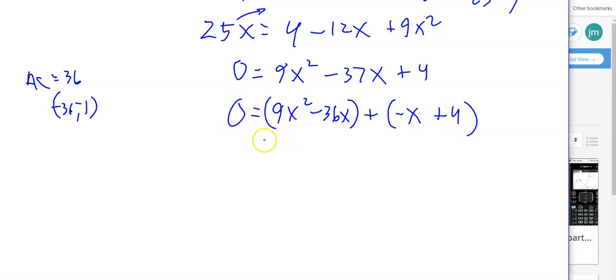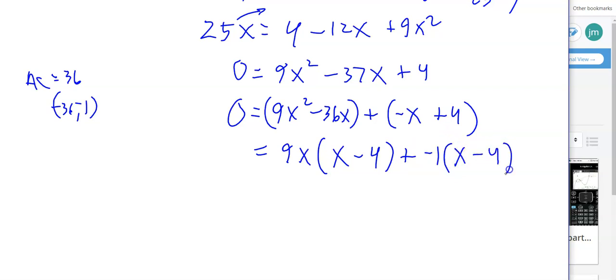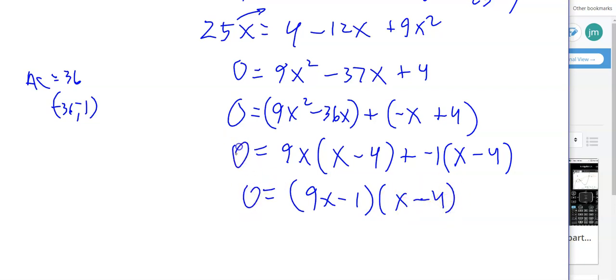And we're going to solve this guy. So pull out the GCF. So that would be 9x times x minus 4 plus, pull out the GCF of -1. I want that leading coefficient positive. I like that. Phew, this does work. So 9x minus 1, x minus 4. Wow, this problem's a long problem, isn't it?